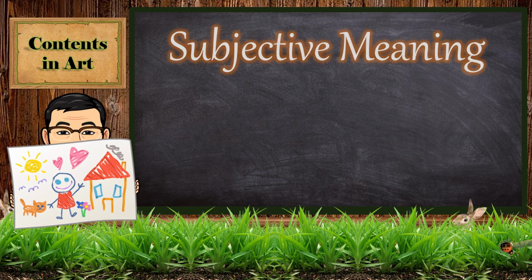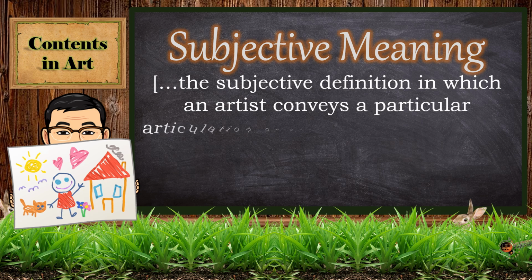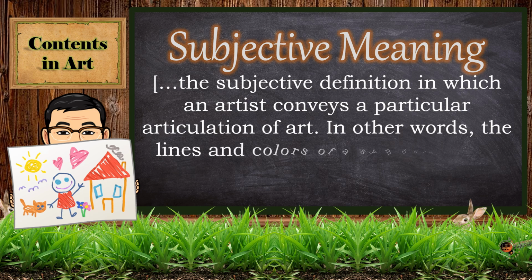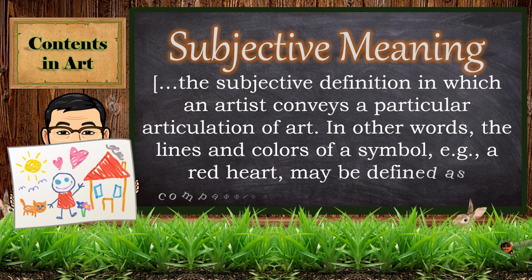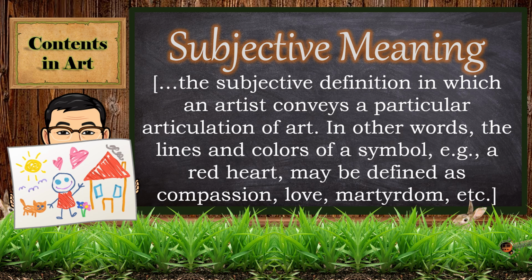The subjective meaning of art refers to the subjective definition, in which an artist conveys a particular articulation of art. In other words, the lines and colors of a symbol, that is, a red heart, may be defined as compassion, love, martyrdom, etc.